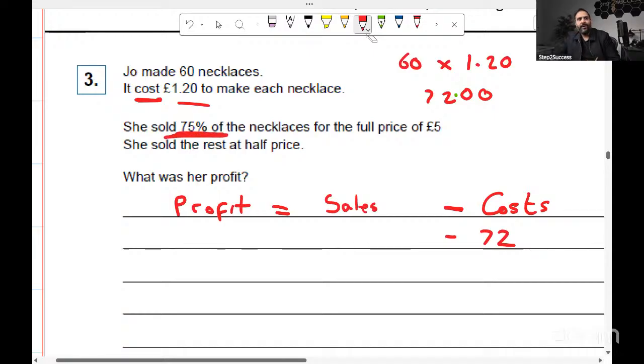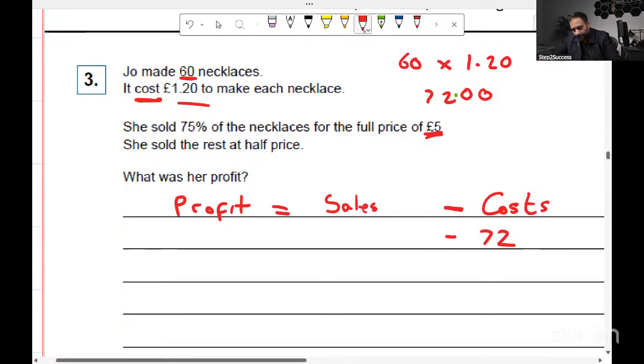Right. We stop there for a moment because we had 60 necklaces. We've sold 75% of them for £5. So we need to figure out how many that is. How do we work out 75% of this 60? Well, you could do 15 times 3 is 45. Well, I'm trying to do this without a calculator, so it's easier.